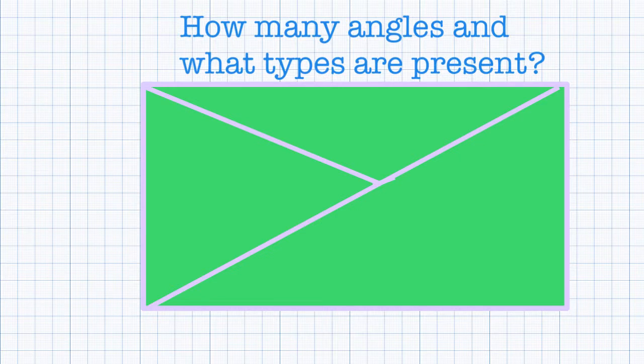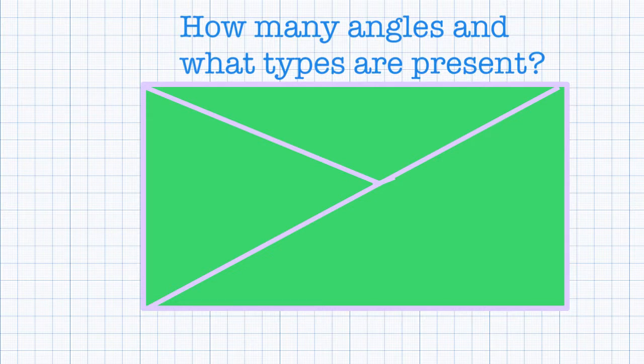So now we're going to take all that we've learned and apply it to this shape. So this is a rectangle that I've divided in multiple triangles. You can see that there's different types of angles present, and the goal is for you to see how many angles there are and what types are present. So let's get into this together.